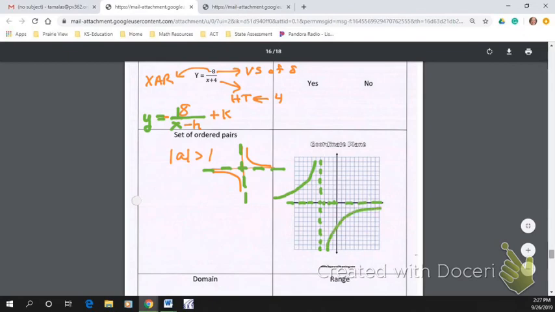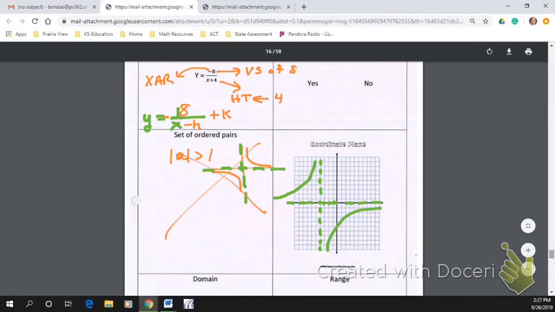Okay, and if you needed an exact point, then you would just pick a number for X and put it in here. You say, hey, what if X is a 1? What point would that give me? All right, so we're not going to do sets of ordered pairs on that one.